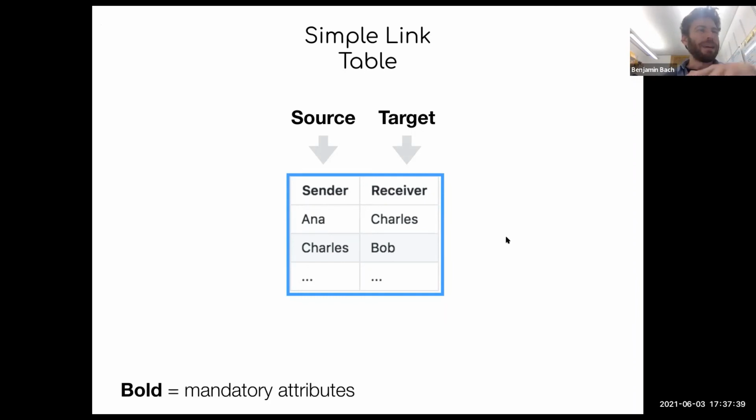What is my link table? My link table is basically having, again, a row per link in my network. If I have 100 links in my network, I have 100 rows in my table. And one of my columns needs to indicate the source and the target of my links, okay? So sender and receiver, or person A, person B, or any kind of other constellation. And that's the minimum I need.